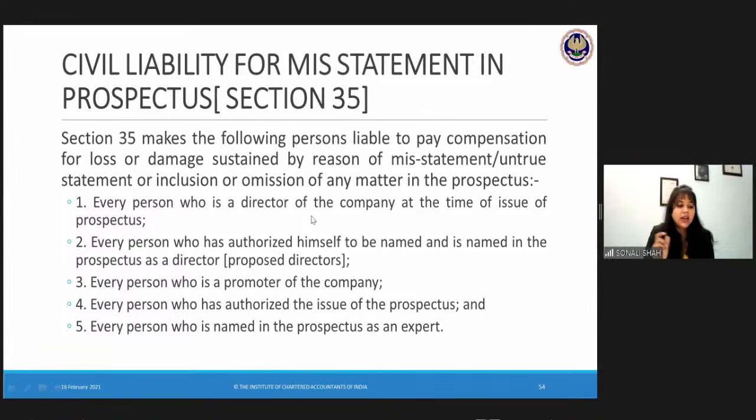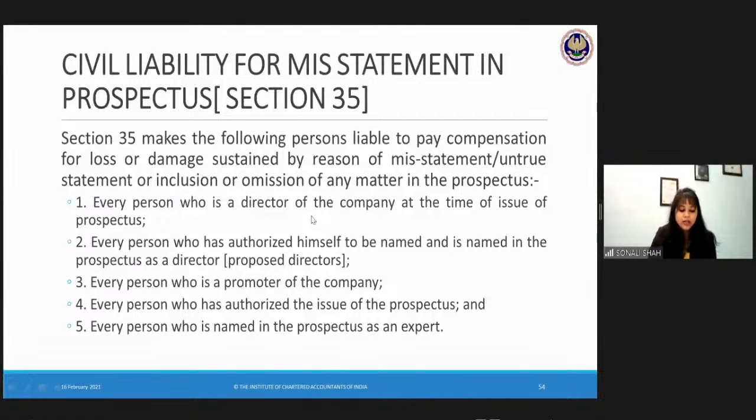So are you clear with this concept of civil liability and criminal liability?